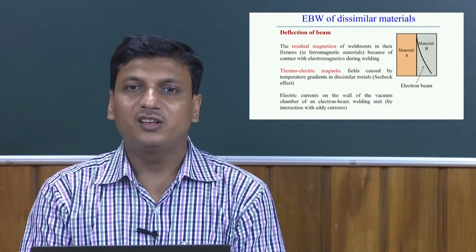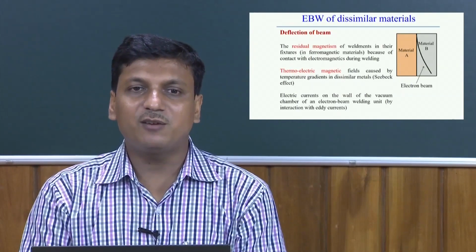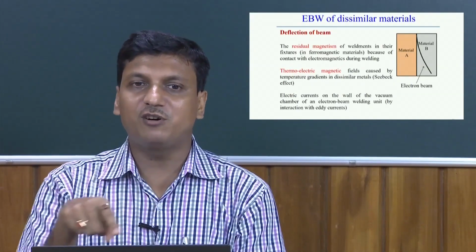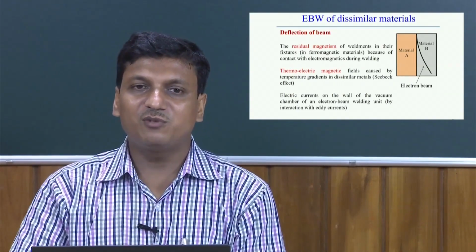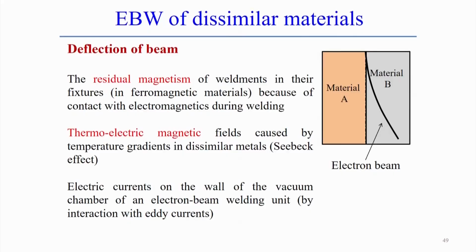Another point is that sometimes electric currents on the wall of the vacuum chamber of an electron beam welding process interact with the electron beam. That also is responsible for the deflection of the beam. So, these are the typical three basic reasons for the deflection of the beams that we observe in the electron beam welding process for dissimilar combinations of materials.